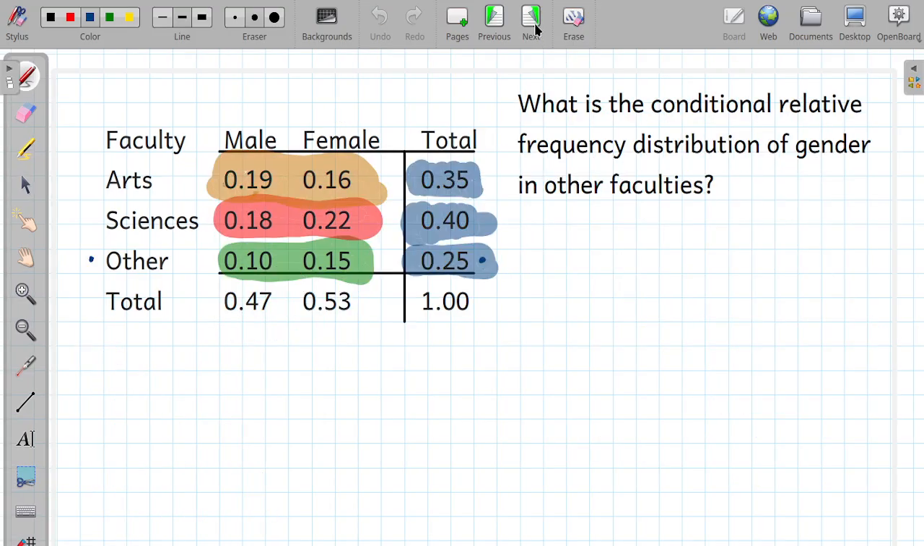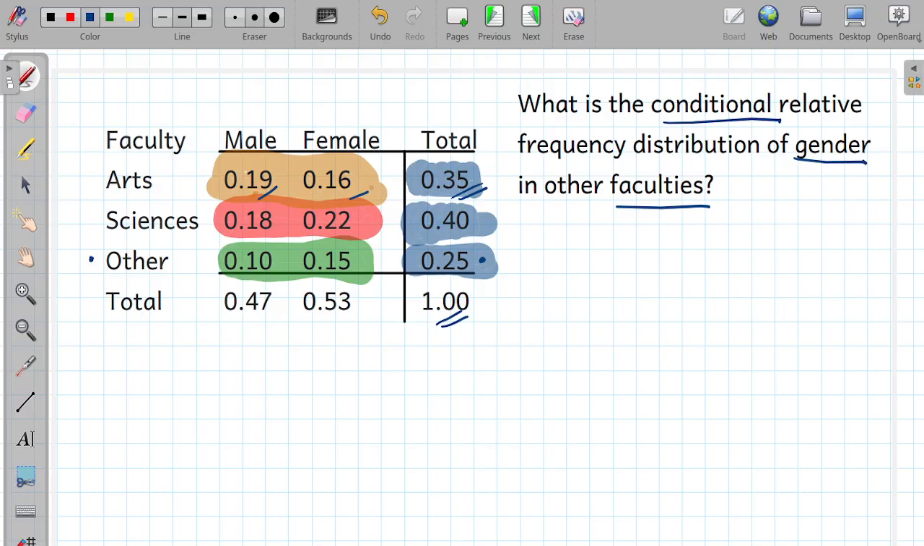And let's click the next button here. Okay, same table now, but instead of columns, we're looking at rows. And again, we want the conditional by gender in the faculties. So now we're going to go across instead of up or down. For instance, in the Faculty of Arts, there are a couple of ways to think about this. There are 35 percentage points out of the total 100 percentage points in the Faculty of Arts. And the split is 19 and 16 respectively for male and female.